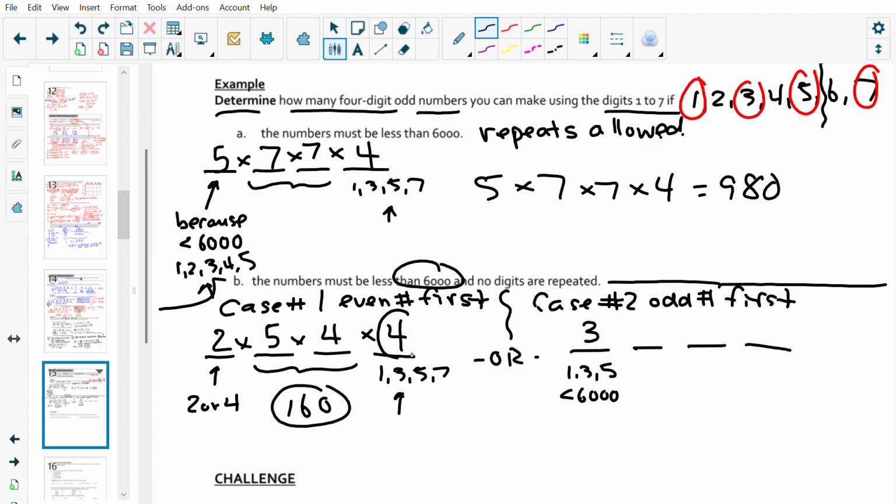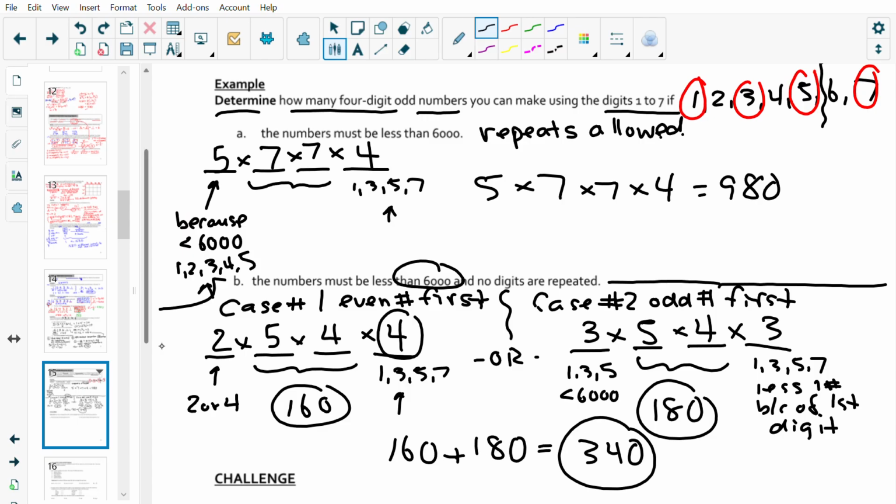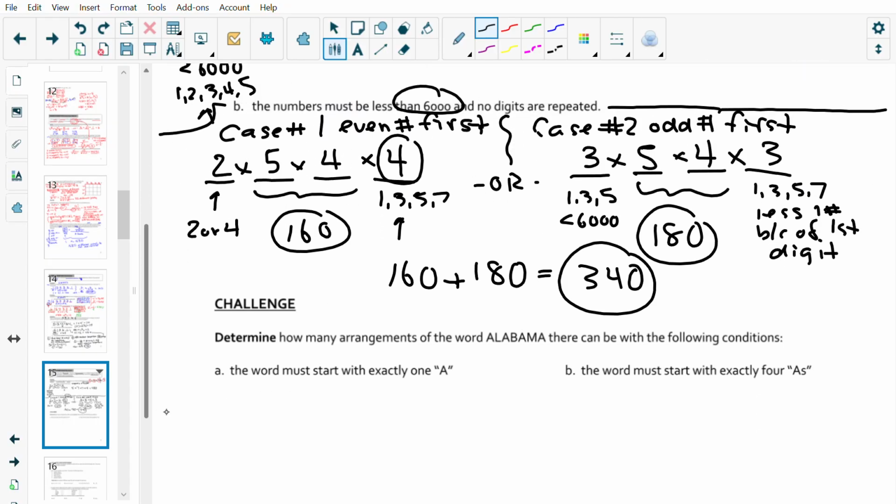Okay, here's where the difference comes in. There's a 4 here, right? This one, I have a 3. My choices are 1, 3, 5, and 7, less one number because of the first digit. Okay, this is why the cases are important. And then this is the same as the others, right? 5 times 4. And then that is 180. So 340 possible choices.